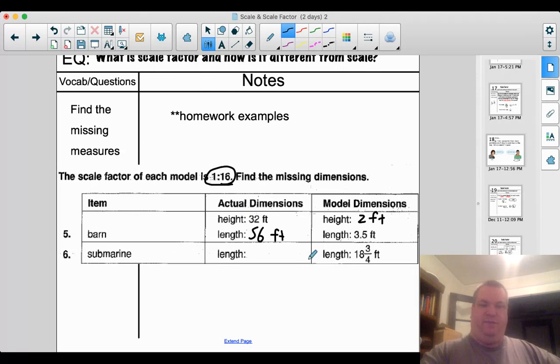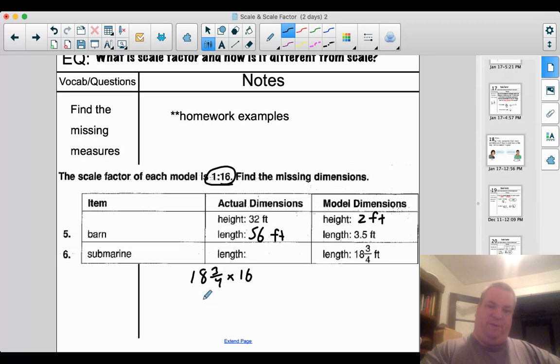Okay. For the submarine, it has a length of 18 3/4, and I'm going to multiply by 16 to get the actual length. Again, I'm given the model, so I multiply to get the actual. If I was given the actual, I divide to get the model. So a couple ways I can do that. I could remember my fraction multiplication, turn this into an improper fraction, and multiply. But I have other tricks up my sleeve.